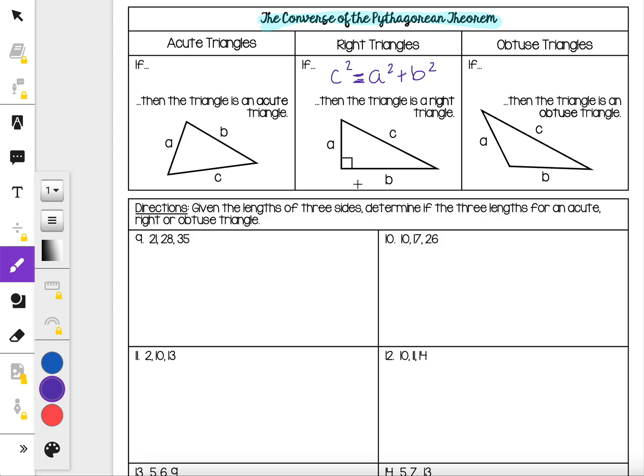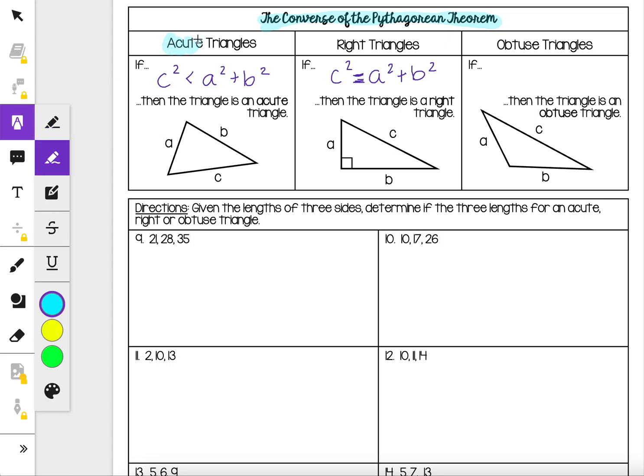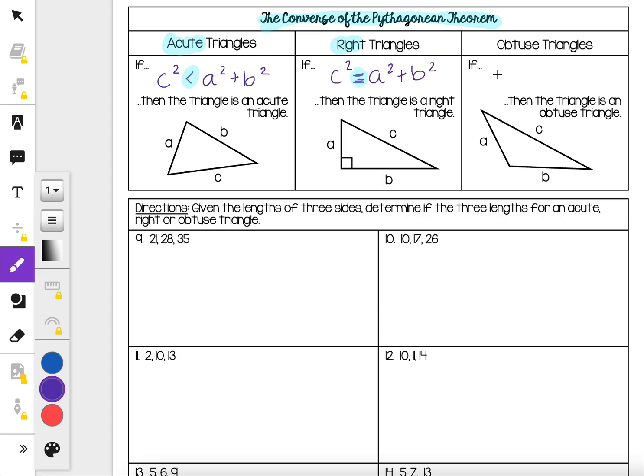So the reason I'm putting this c squared here, we'll talk about in a second when we see those inequality symbols. But in an acute triangle, c squared is going to be less than a squared plus b squared. Okay, so again, if it's an acute triangle, c squared is less than a squared plus b squared. If it's a right triangle, c squared is going to be equal to a squared plus b squared. And if it's an obtuse triangle, c squared is greater than a squared plus b squared.